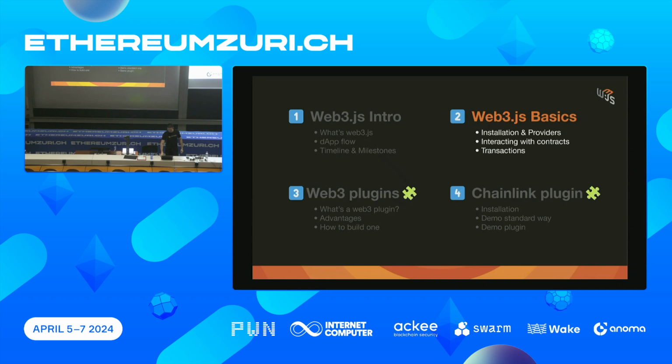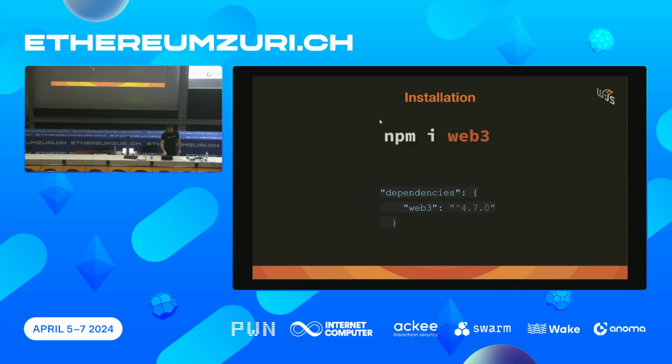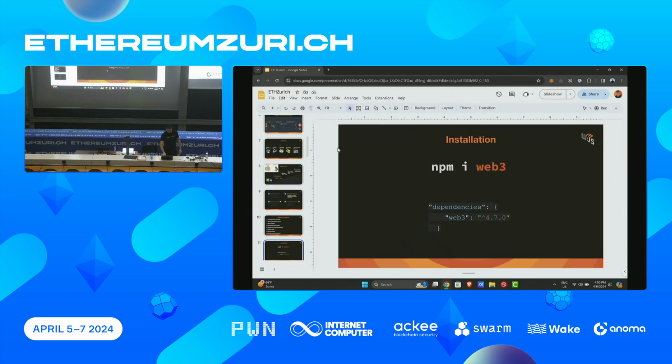OK, so now let's go to the fun part. These are some basic things that you can do with web3.js. So you can fetch data from the blockchain, interact with wallets and accounts, deploy contracts, listen to events and transactions. I'm going to do the first 5, more or less. And then I will share this on the web3.js Twitter later. So if you want to see them, you can just click there, and then you will be redirected to the slides.